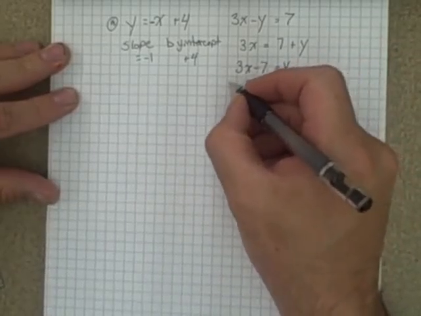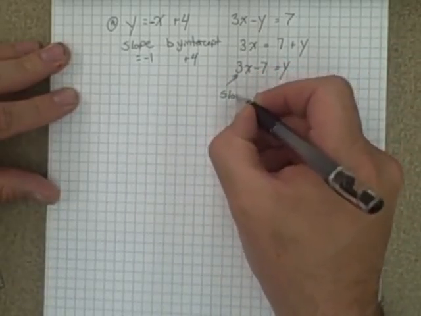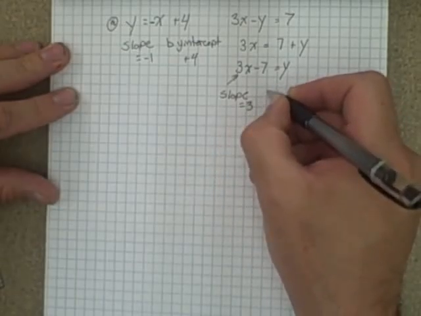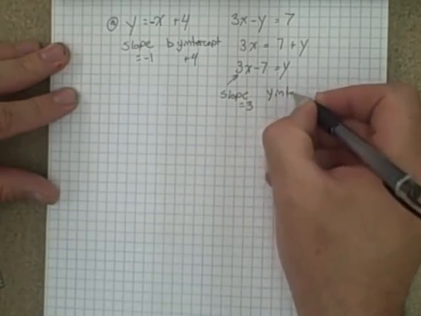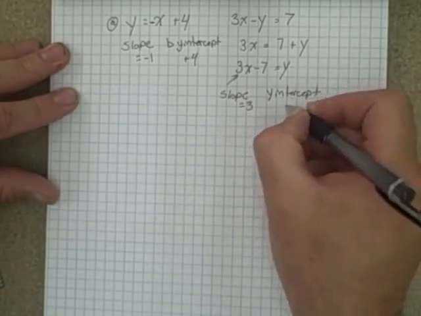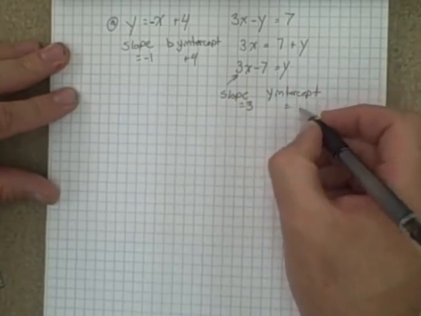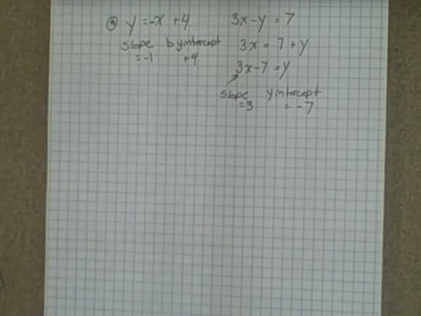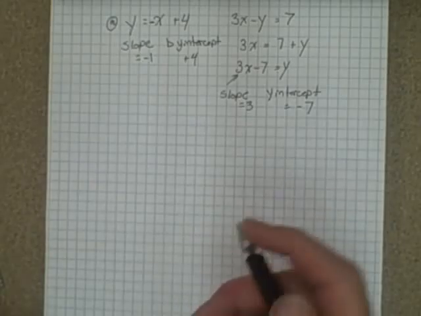So therefore, the slope is equal to 3, and the y-intercept is equal to negative 7. Okay, different slopes, different y-intercepts as well, but different slopes tells us that these are going to be lines that intersect, that the lines intersect in one spot.